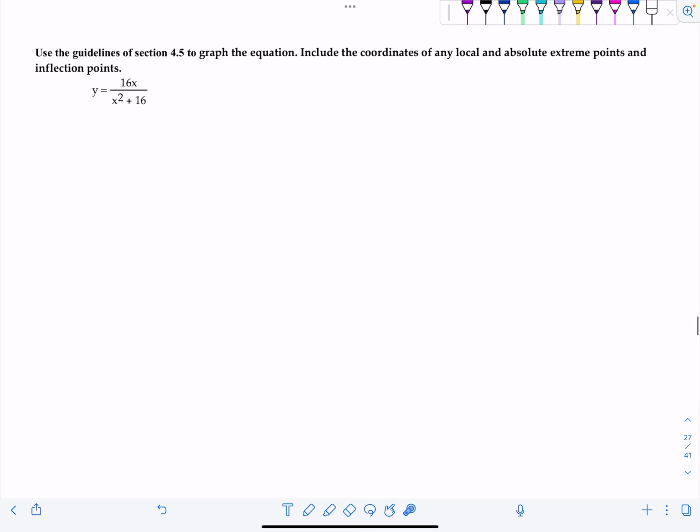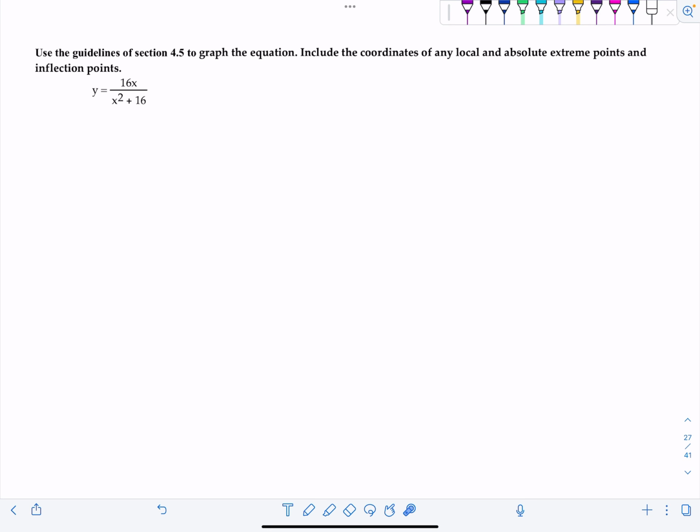All right, good. Now we're gonna do a monster graphing problem because I'm a beast and I'm in the mood for it. So here we go. Use the guidelines of section 4.5. That's what it is in our book that we use. Probably most of you use Stewart Calculus, and I think right now it's still section 4.5. To graph the equation, include the coordinates of any local and absolute extreme points and inflection points.